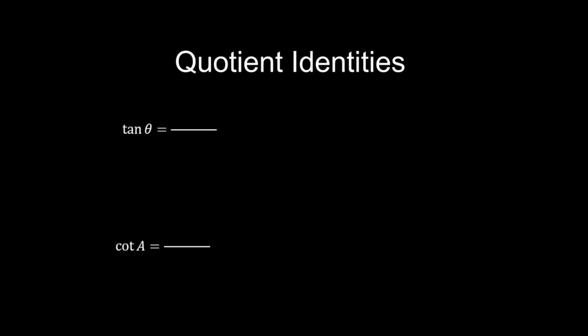The next set of identities we're going to look at are the quotient identities. So quotient, if you think, that reminds me of division. So I've actually got a division bar set up right here. And we're going to go ahead and figure out what tangent of theta equals. Well, as you've experimented with the unit circle and the different trig functions on it, you may have discovered what tangent of theta equals already.